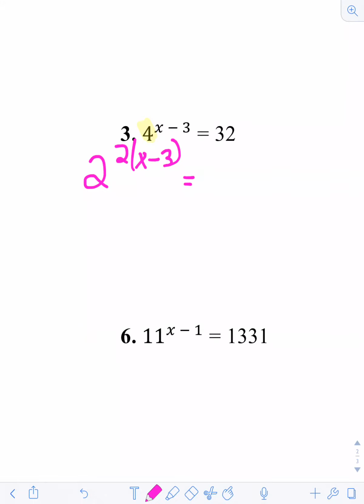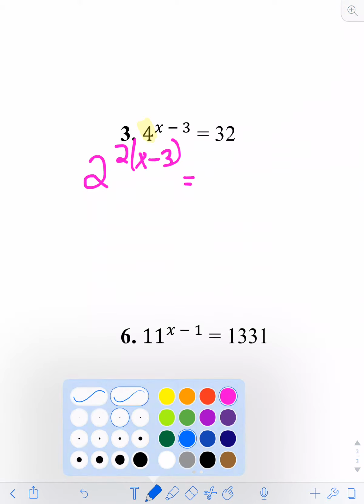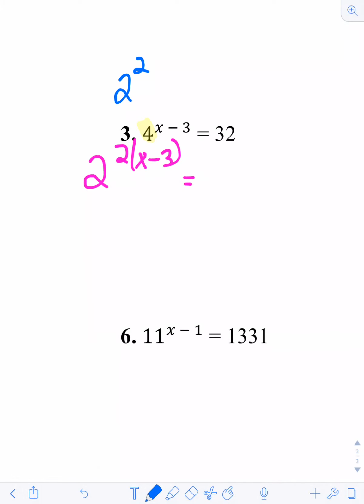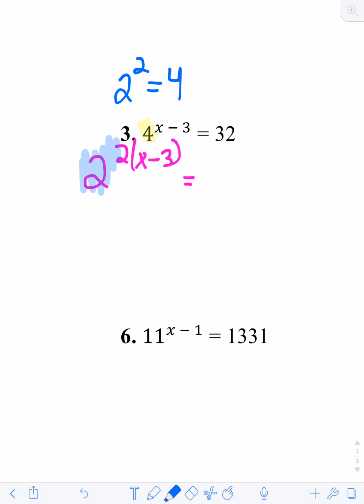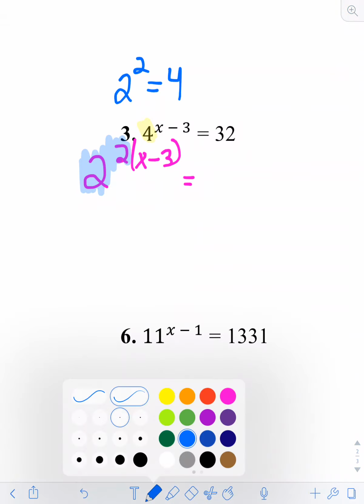Okay, but to replace this 4, we know 2 squared is equal to 4. So that is what you see. I can probably even highlight it in blue. That's what you see right here. There's my 2 squared, there's my 2 squared. It's the same thing. I didn't get rid of my exponent.